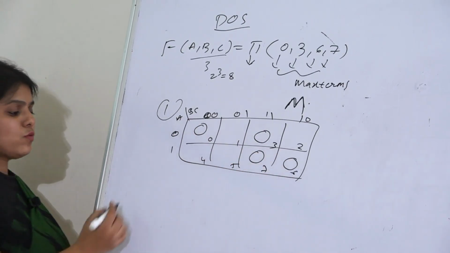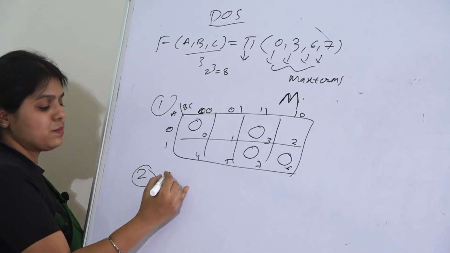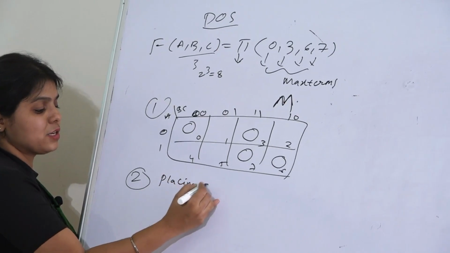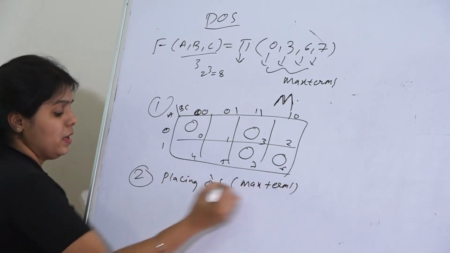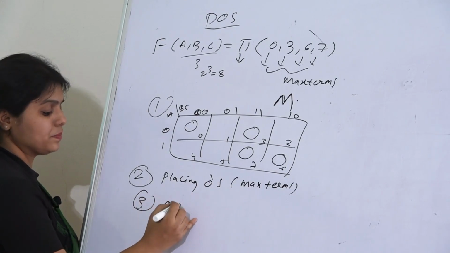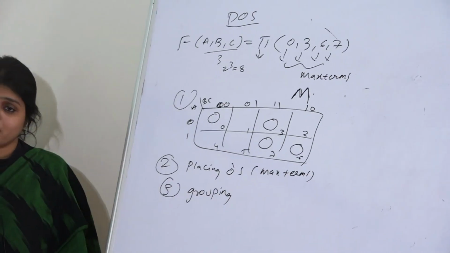Now after I do that, what is the next step? The step 1 is drawing the cell. Step 2 is placing zeros because they are max terms. And then step 3 is grouping. Step 3 is grouping. Okay. Now how do I do this grouping? There is another question here.